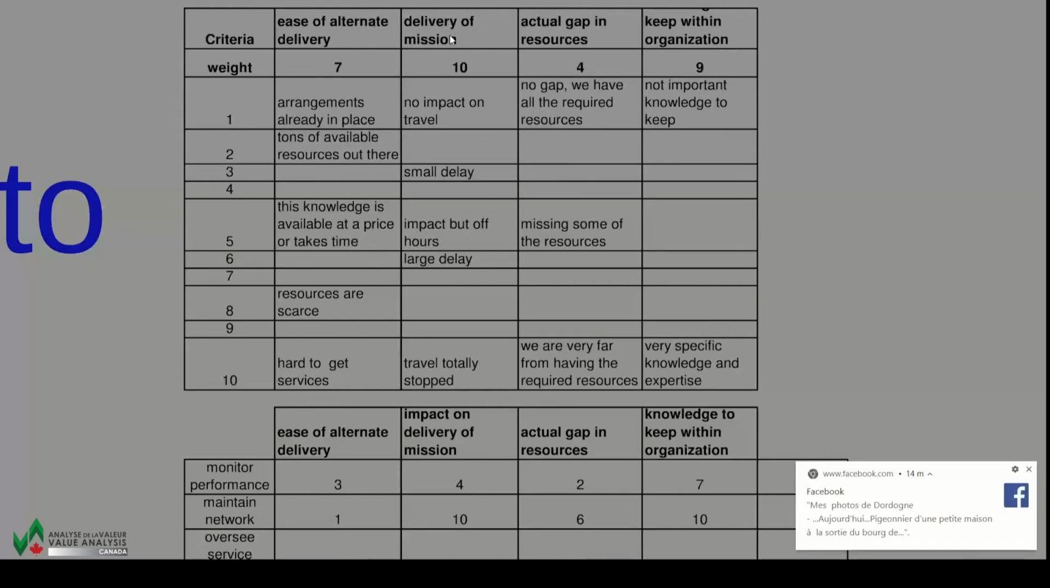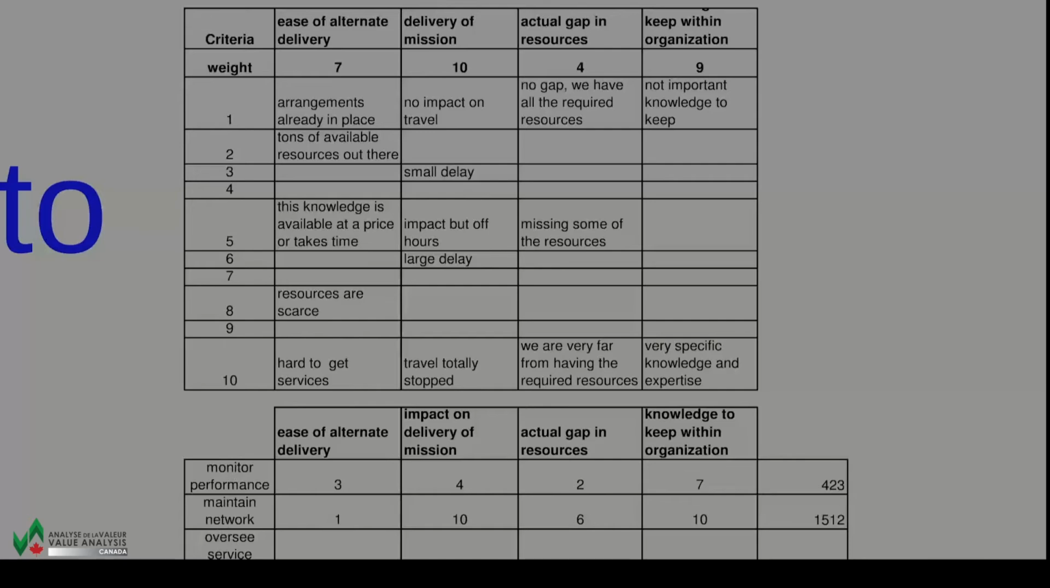How we can deliver our mission, the mission statement. What is the impact on the delivery of the mission? What is the gap in resources? So how off are we? Let's say we need 10 persons to do something, we only have 2. That's a big gap. But if we need 10 and we have 9, that's a very small gap. And then is this a function that we want to keep within the organization, or how strategic is it to keep within the organization? And each criteria had a level, a weight.